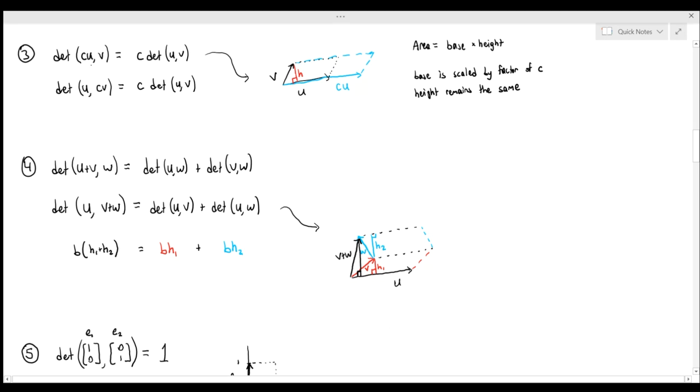Now, when I multiply the vector u by c, what that's doing is scaling the base of the parallelogram by a factor of c. However, the height remains the same when I do that. So since the base gets scaled by c, but the height remains the same, the area gets scaled by a factor of c as well. So that's why the area of the parallelogram formed by cu and v is c times the area of the parallelogram formed by u and v.